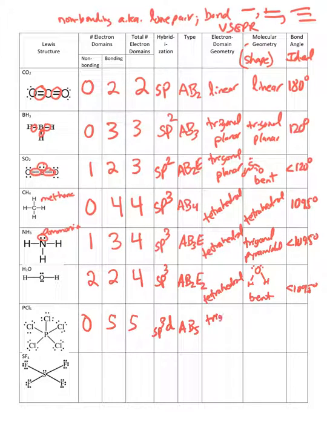And this makes an electron domain geometry being a trigonal bipyramid, or it's trigonal bipyramidal. And since there are no non-bonding pairs on the central atom, the molecular geometry and electron domain geometry are the same. So it's also trigonal bipyramidal.